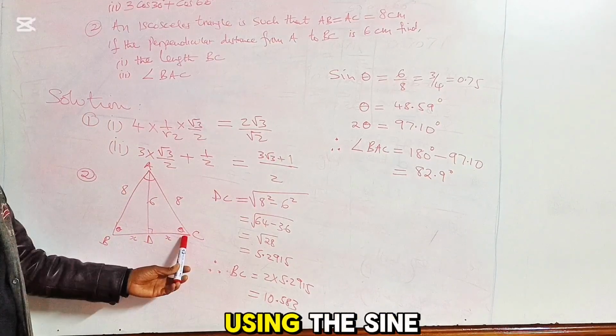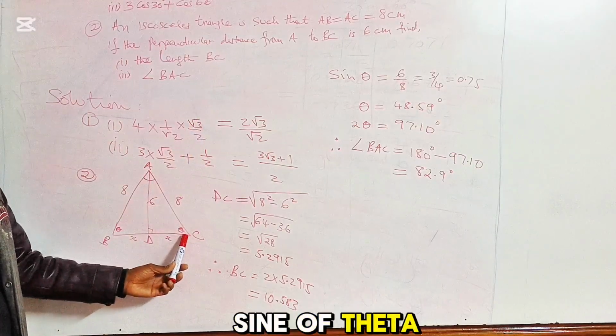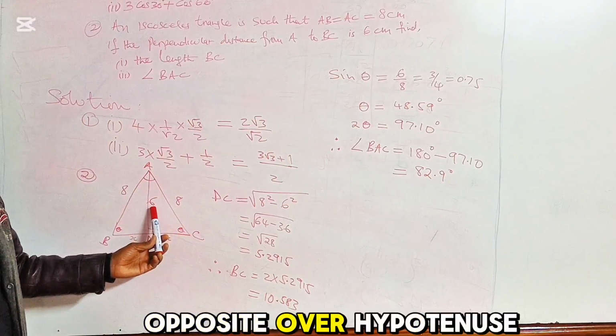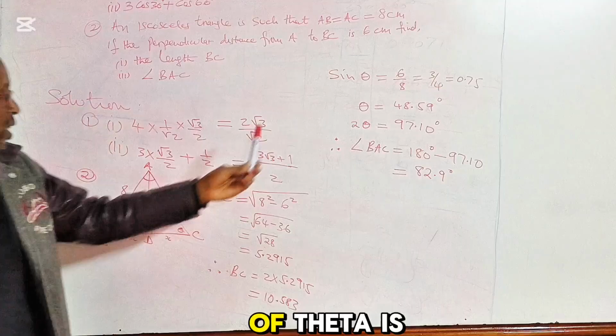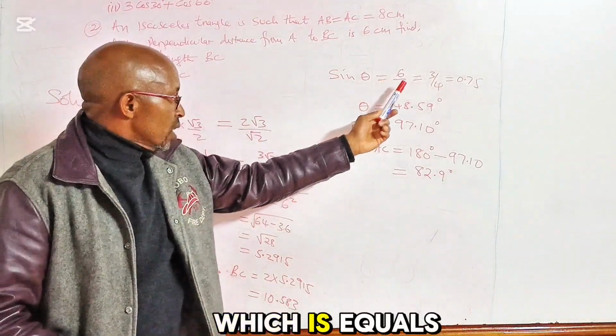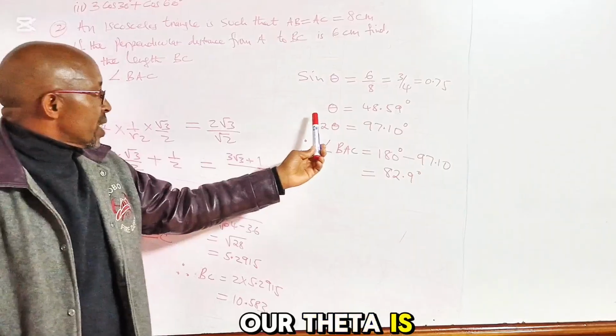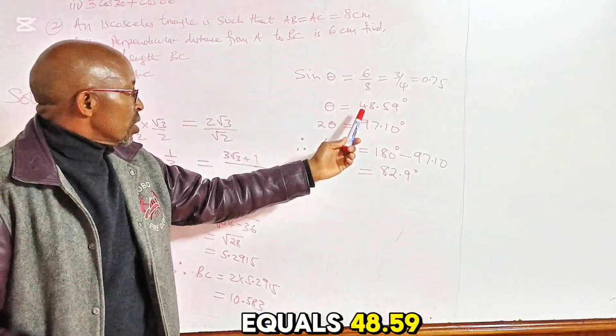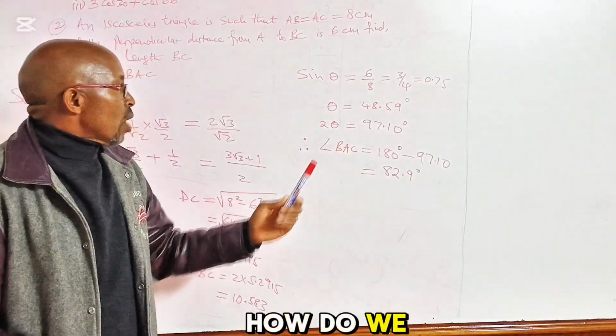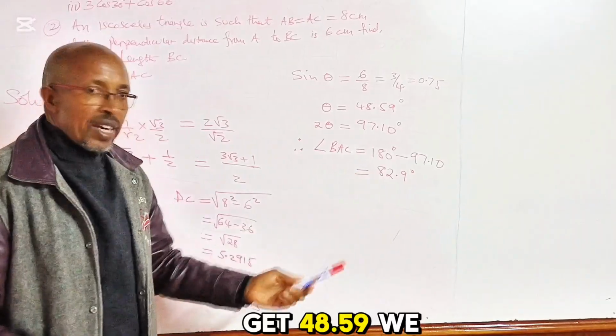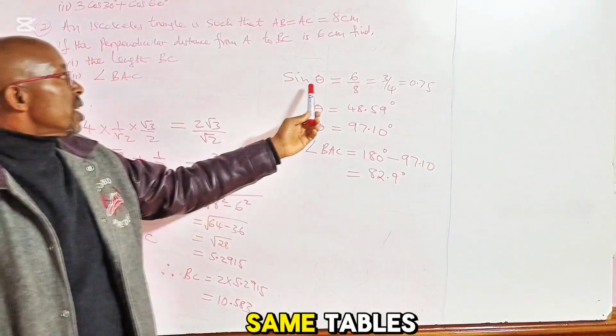Angle theta, using the sine rule, sine of theta is equal to opposite over hypotenuse. So the sine of theta is equal to 6 over 8, which is equal to 3 over 4, which is equal to 0.75. Our theta is equal to 48.59. How do we get 48.59? We go to the sine tables.